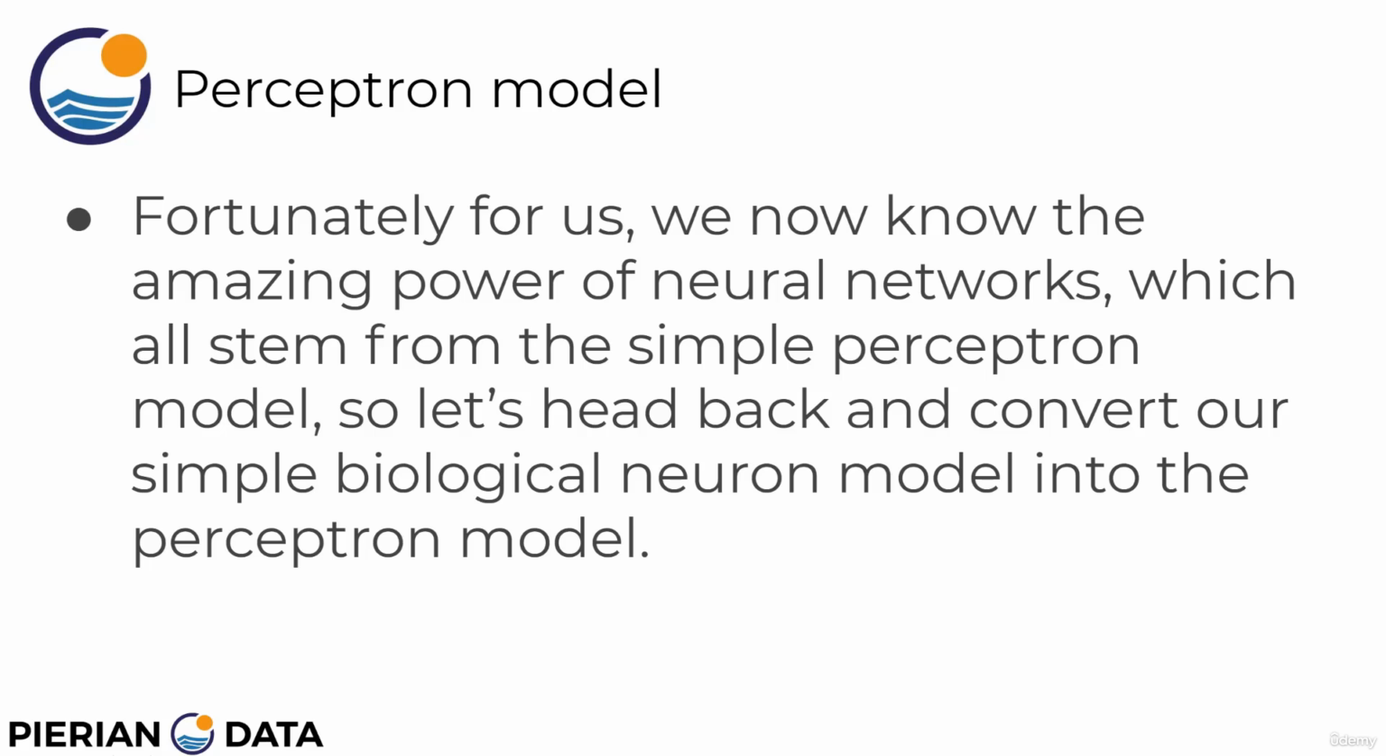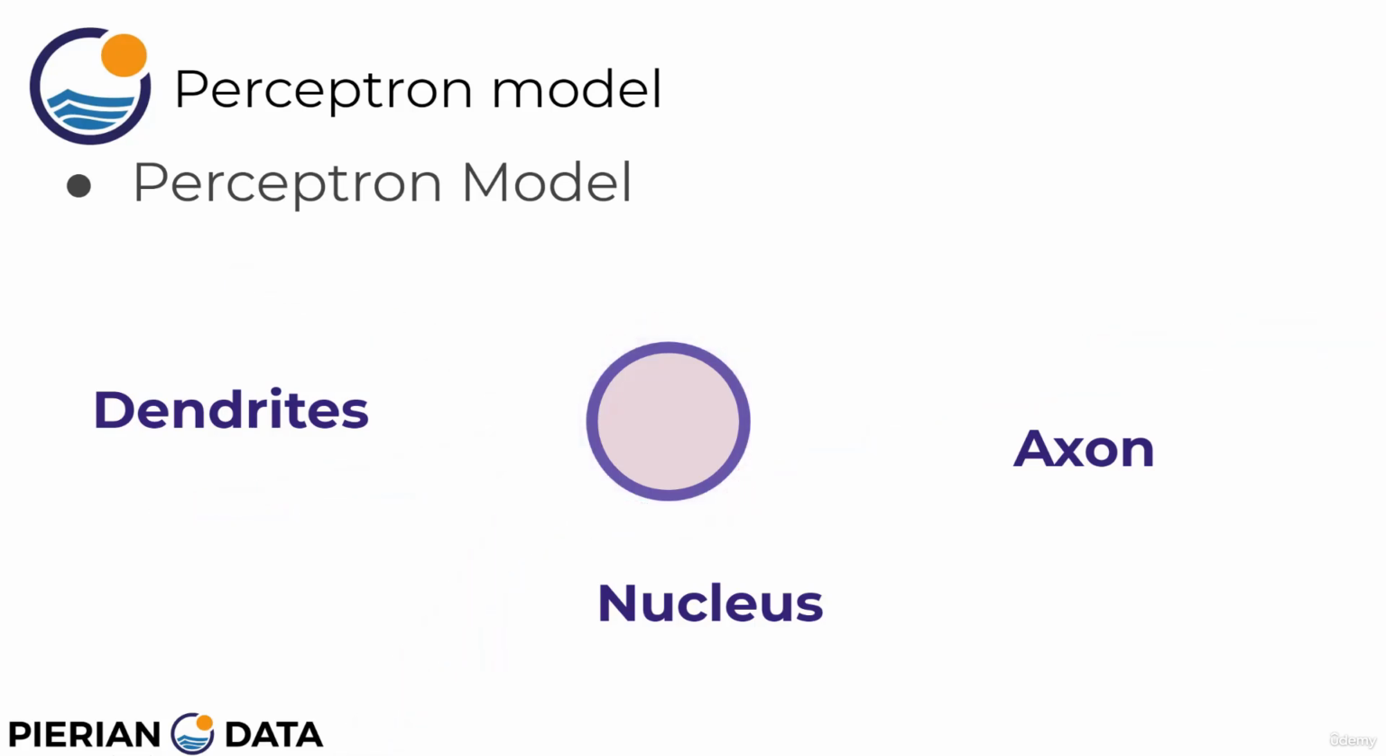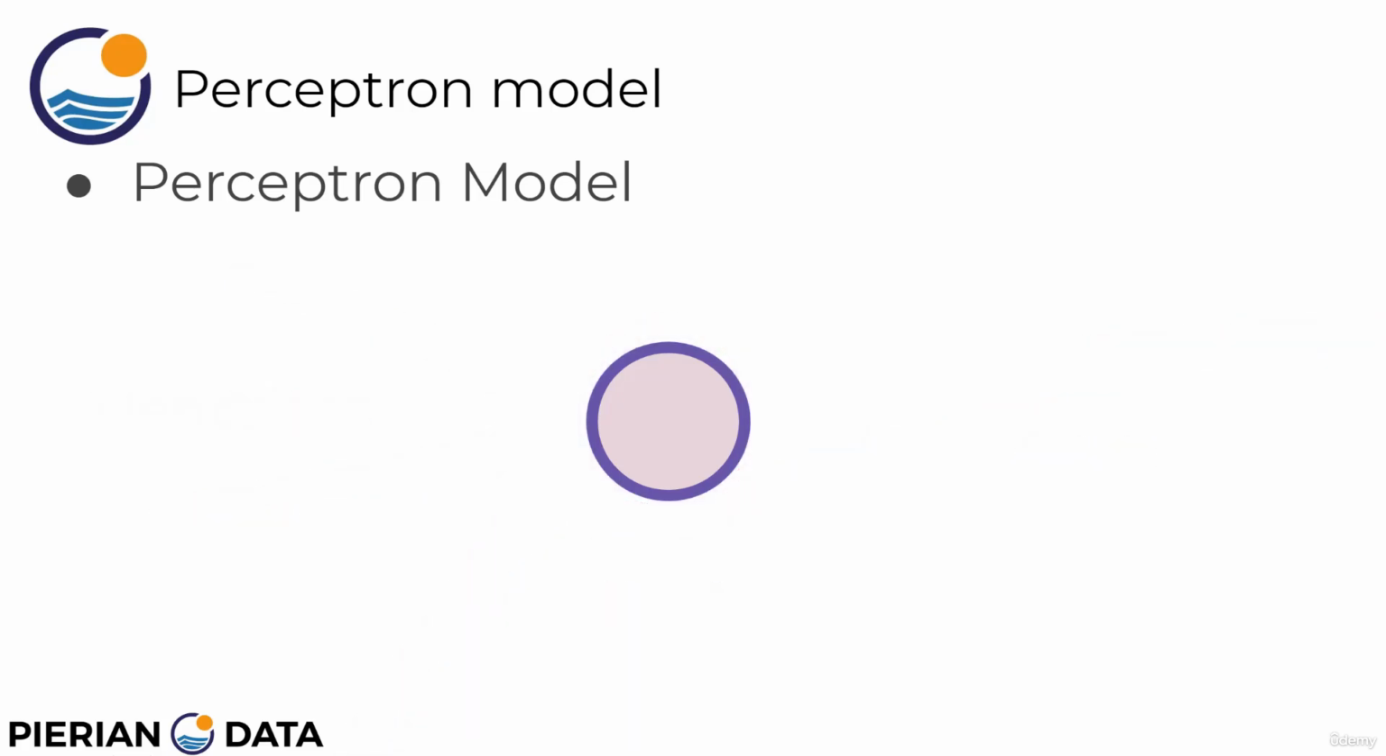So let's go ahead and head back and convert that simple biological neuron model into the perceptron model, and then go through a simple example of how a perceptron model works. So recall, we have a very simplified biological neuron model. This is the biological neuron modeled in a very simple fashion, where we have incoming dendrites, then some sort of center nucleus, and a single output to the axon.